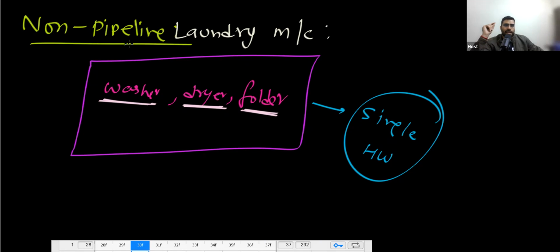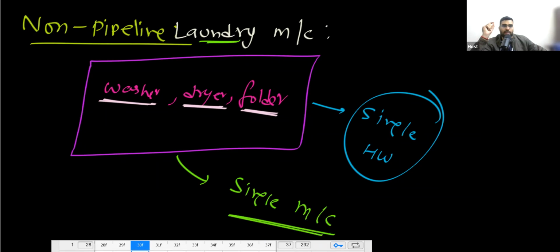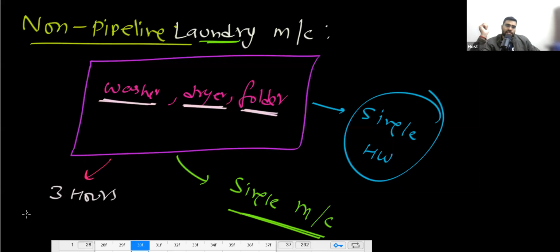What is happening here? Non-pipeline laundry is like your house. In your house, you have a single washing machine. In this single machine, you have the facility of washer, dryer, and folder. This machine is taking 3 hours for one load of laundry. Is this clear? So this is the data.